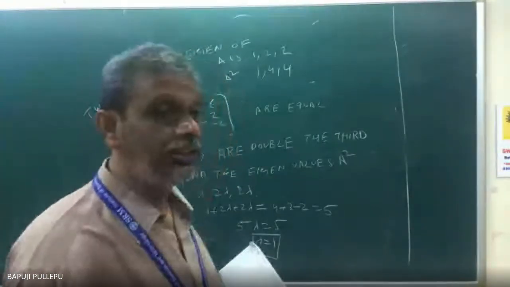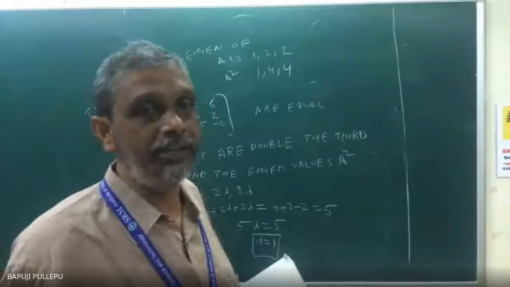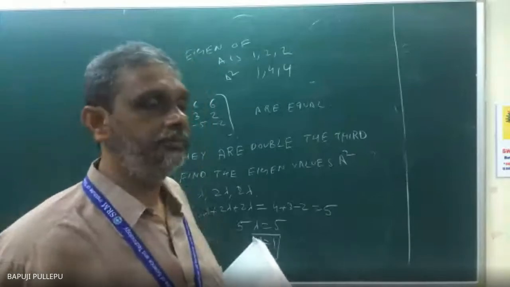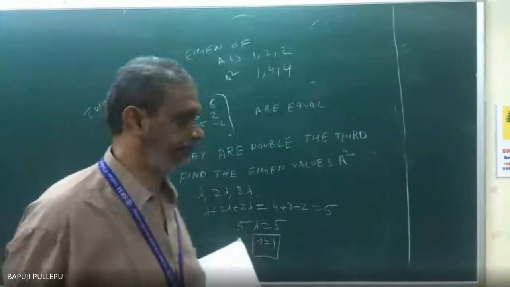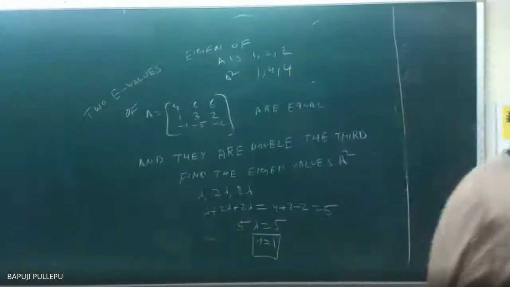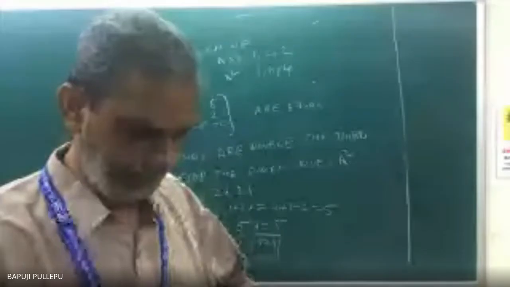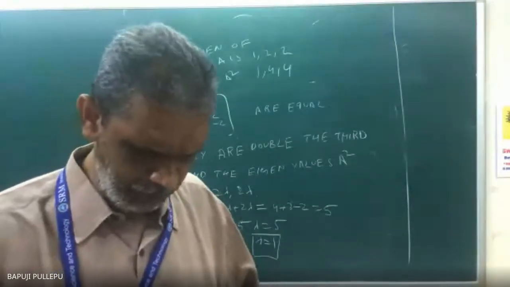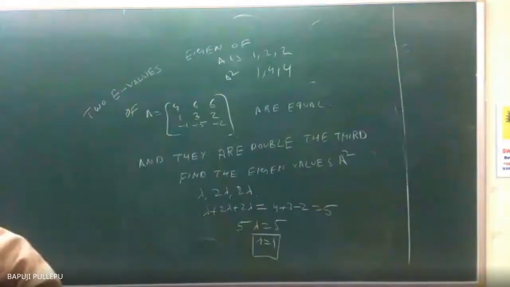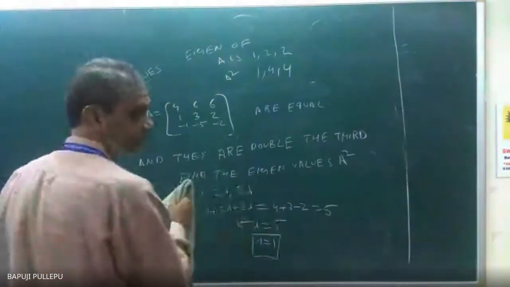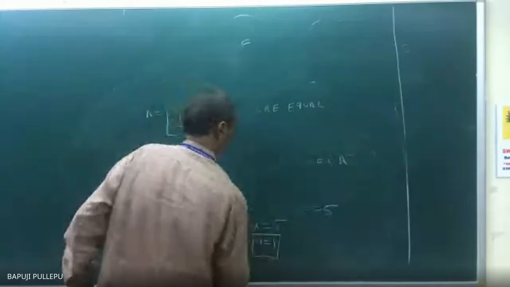If I say the third one is the double of these two, then you can take 1, 1, 2. So properly you can read. Clear? Am I confusing a lot? No, sir. Now this problem you have to do. Clear? See, next 10 mark problem.